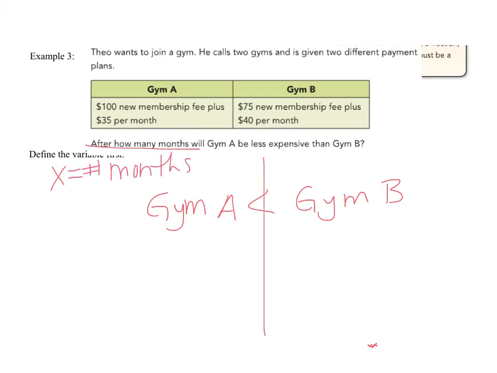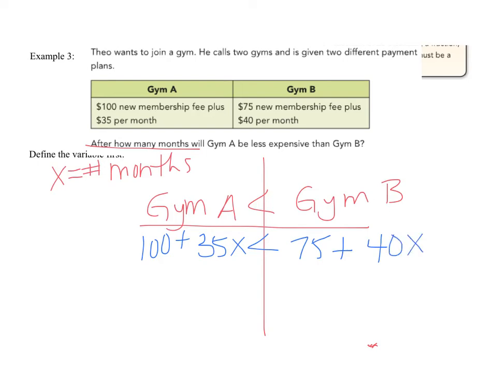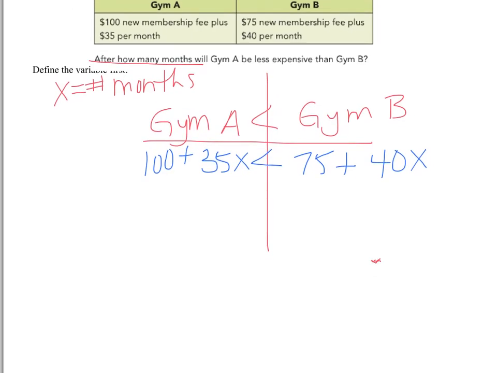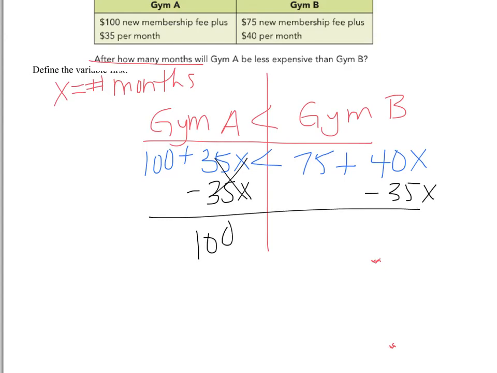Okay, so everything for Gym A is going to go on the left. So it's going to be $100 plus $35 per month. Months is x. And that's going to be less than Gym B, which is $75 plus $40 per month, so 40x, because the number of months is x. So that's our inequality. Now we just need to solve it. All right, so we have variables on both sides, so I am going to subtract 35x from both sides. So that's going to give me 100 is less than 75 plus 5x, because 40x minus 35x is 5x.